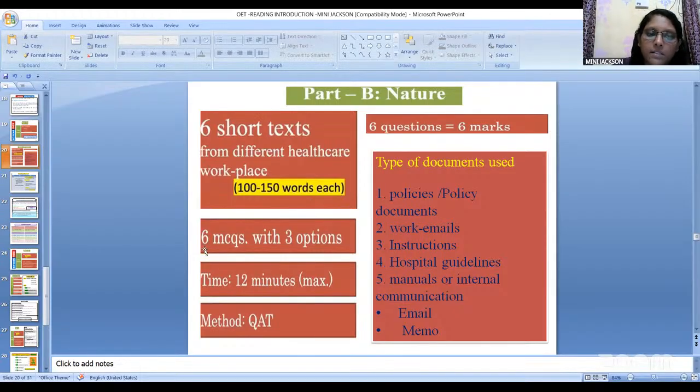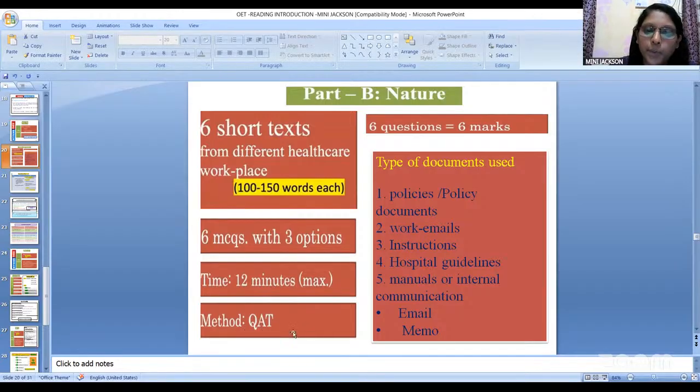There are 6 questions with 3 options each. The time limit is 12 minutes for B, because we need to focus on 6 questions, about 2 minutes each. If you get the answers easily, you can use that time for the difficult questions. But you have to complete it within 10 to 12 minutes, whatever the problem is. Otherwise you won't be able to complete the C part.